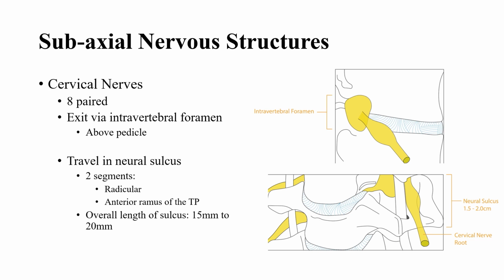From here, the nerve roots continue anteriorly to give rise to the ansa cervicalis for the upper cervical roots and the brachial plexus from the lower cervical roots.